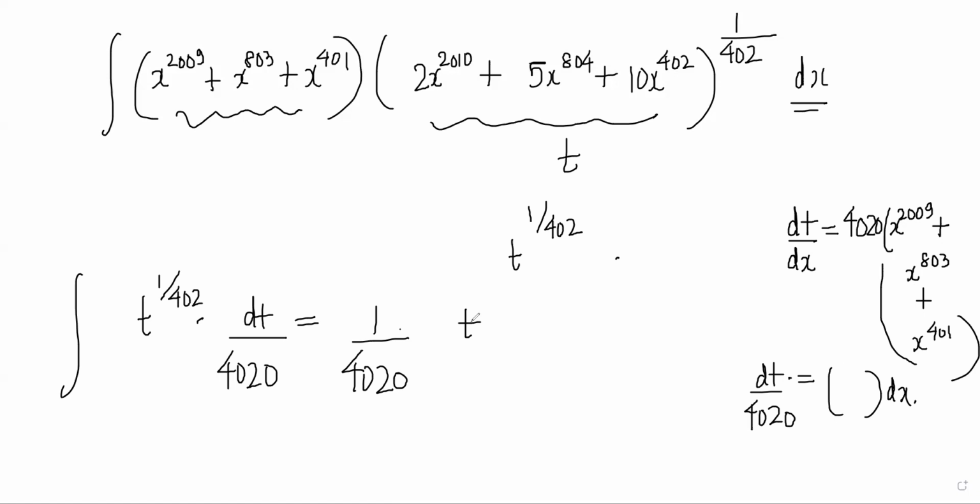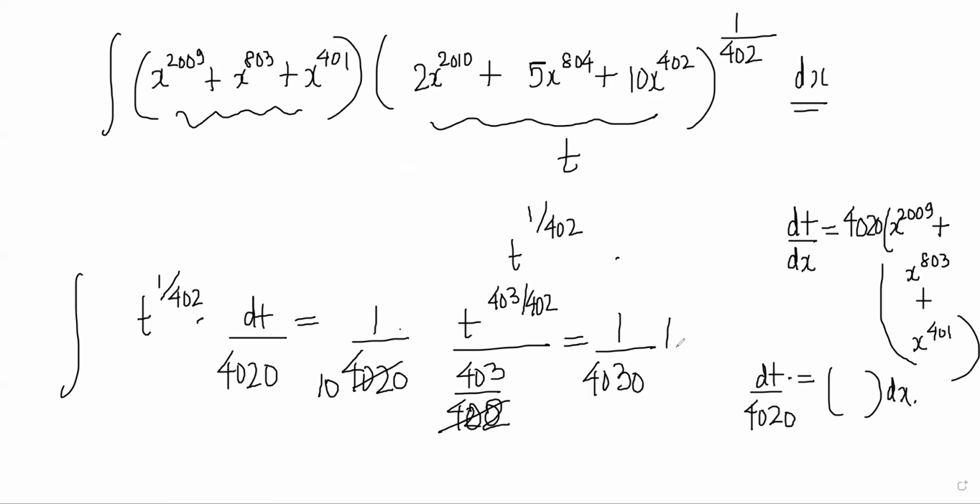And so this becomes 1 by 4020, and the integral of t^(1/402) will be t^(1/402 + 1), so 403 by 402, divided by 403 by 402. And this 402 gets cancelled here, and we get a 1 by 4030, not 4020, and t^(403/402) here, right? And that becomes 403 becomes your alpha, and this is clearly 10 alpha. Right? So the answer for this question is alpha is 403.